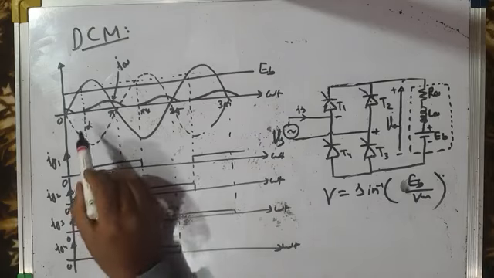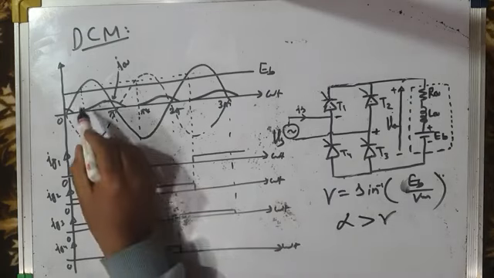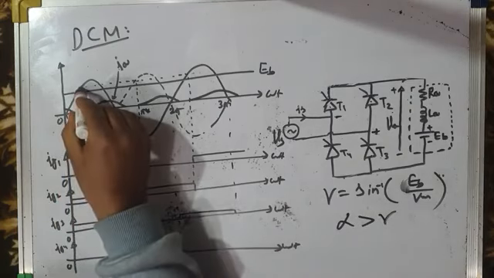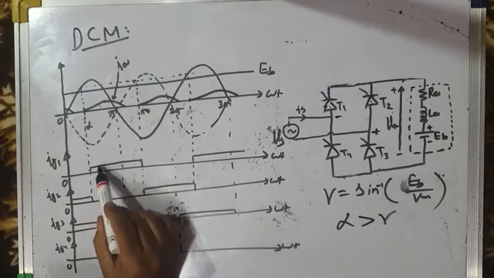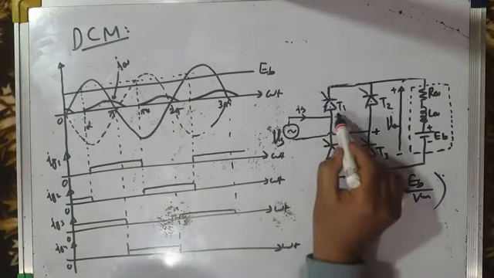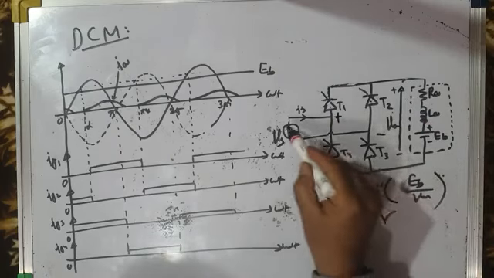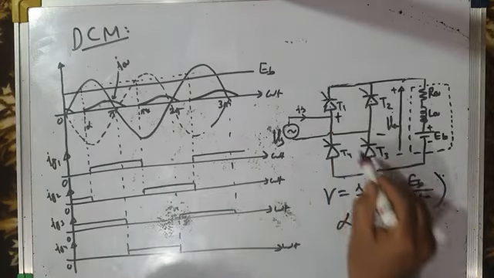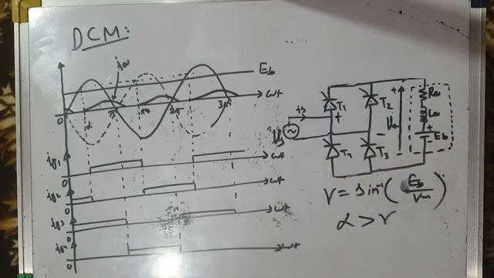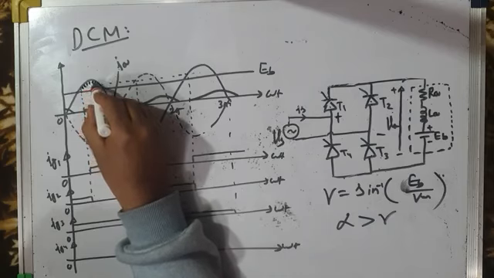Let's apply it here. Let us consider alpha. Now you can see alpha is greater than gamma because we are firing alpha beyond gamma, when the instantaneous source voltage is greater than back EMF, because of discontinuous conduction mode. At alpha, Ig1 is high, Ig3 is high. So this is the positive half cycle of source voltage. T1 and T3 will be fired, and current will flow like this. Load will get connected directly across the source through T1 and T3, and load voltage will be the same as source voltage up to pi. So from alpha to pi, load voltage is the same as source voltage.